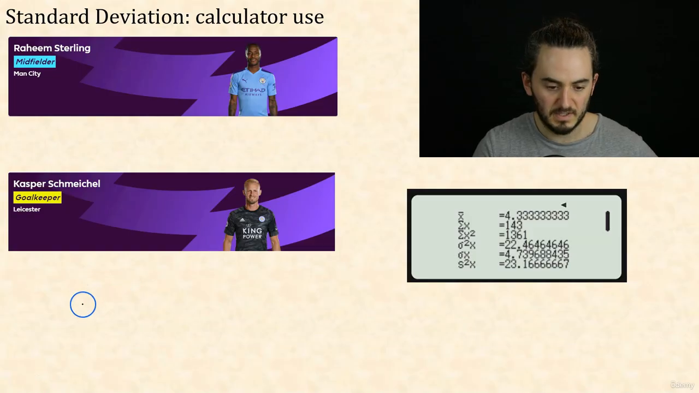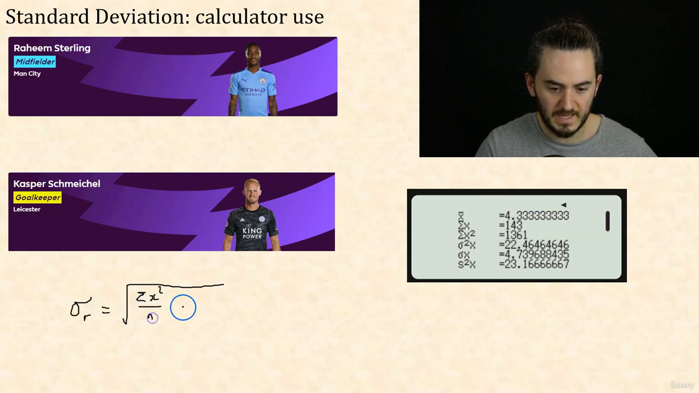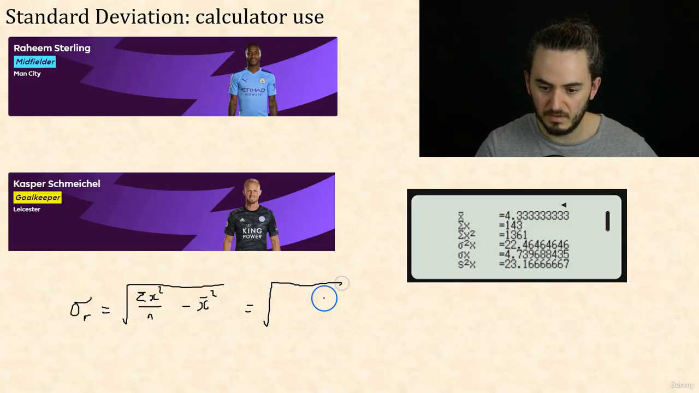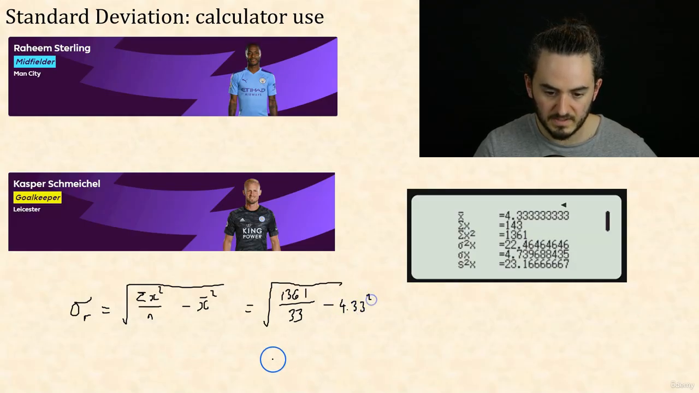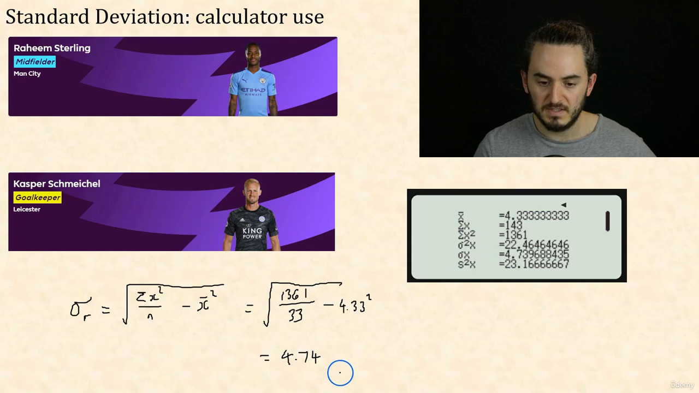Okay, so here's the data from my calculator, and I'm just going to say that for Raheem Sterling, so sigma r, that little r is just so that I know who I'm talking about, here's the formula. So always just start with this, the sum of the squares over n minus the mean squared. Sub these in straight from the calculator. So the sum of the squares is 1361 divided by 33, because there were 33 games, minus the mean squared, and our answer is the sigma here, so 4.74. So there it is, simple as that. So nice and easy to use the calculator.